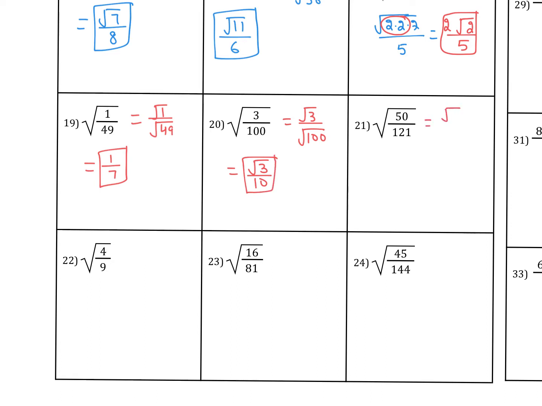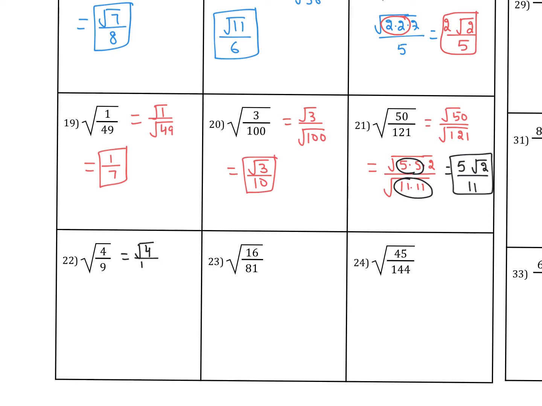21, square root of 50 on the top, square root of 121. You can divide the 50 as 5 times 5 times 2, prime factors, and 121 is 11 times 11. When you make a pair of 5, one number from each pair comes out. So you have 5 square root 2 on the top, and one number from the pair comes out, so 11 on the bottom. That's your answer.